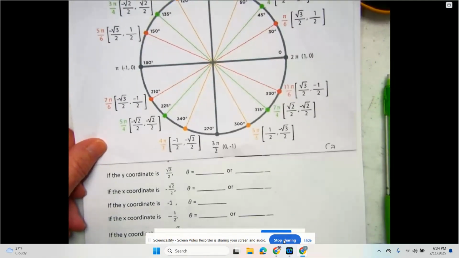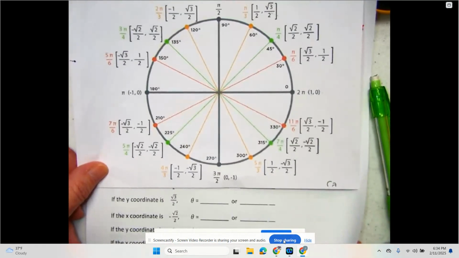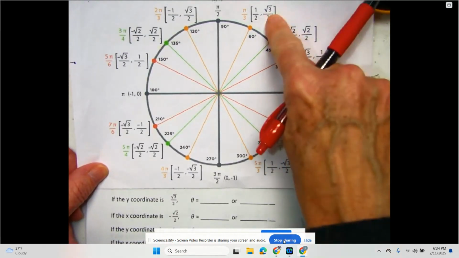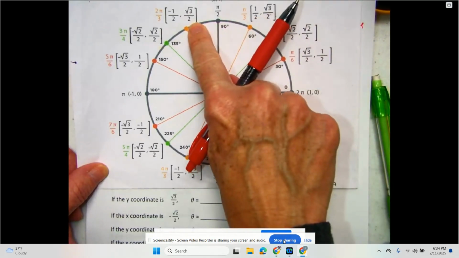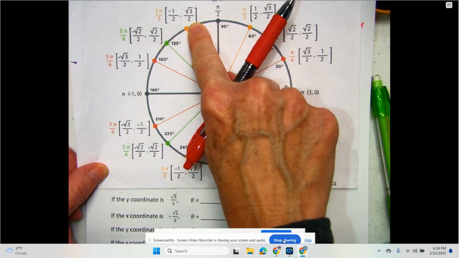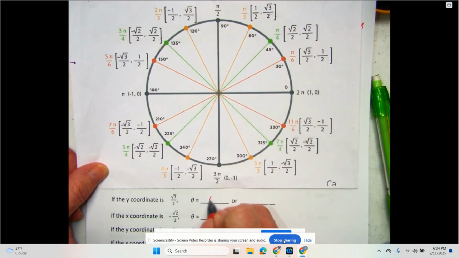If the y coordinate is square root of 3 over 2, the y coordinate, so it's 60 degrees, where else is the y coordinate positive? 120 degrees. So if the y coordinate is square root of 3 over 2, it can either be 60 degrees or 120 degrees.